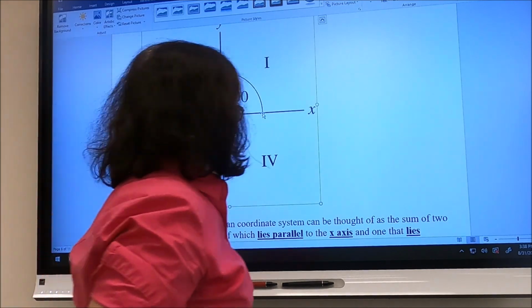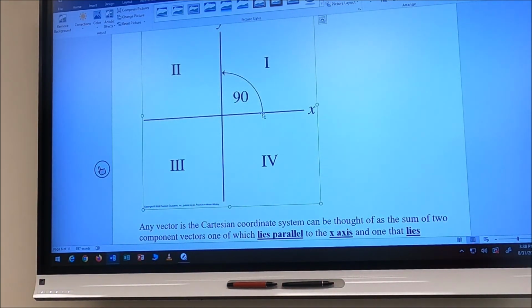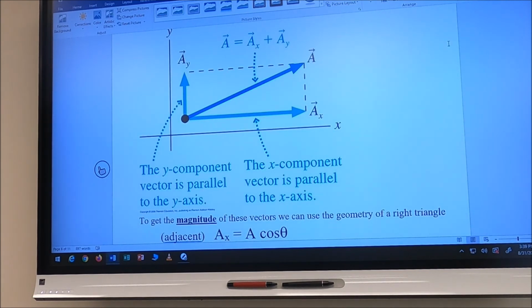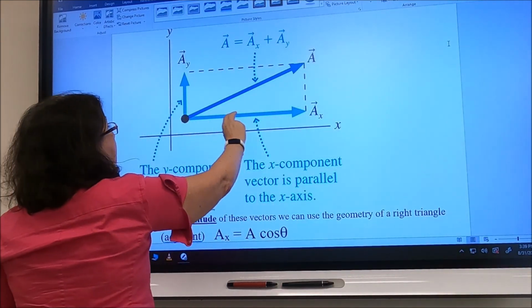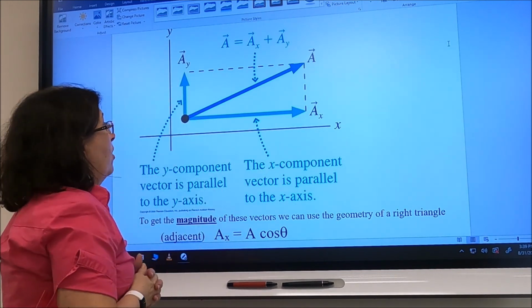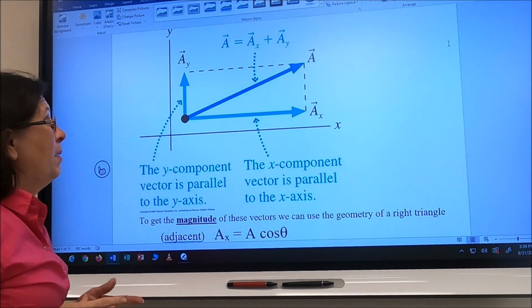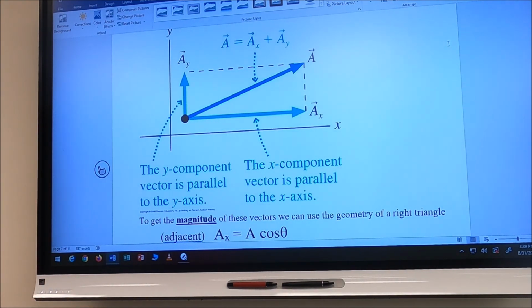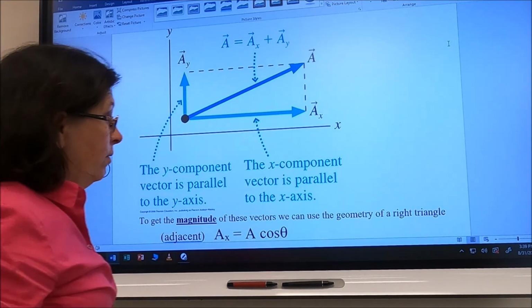Okay? Any vector in the Cartesian coordinate system is thought of as the sum of 2 vectors, one that is parallel to the x-axis and one that is parallel to the y-axis. All right? So, we look at this image. Here's a vector A, and we can think of vector A as its component parallel to the x-axis plus its component parallel to the y-axis. So any vector can be broken down into component vectors. To get the magnitude of these vectors, we use geometry of the right triangle.